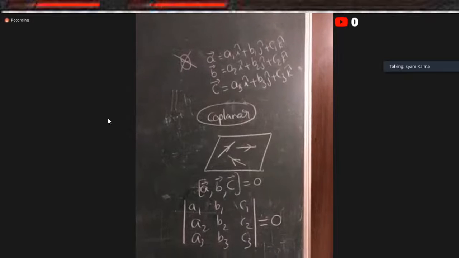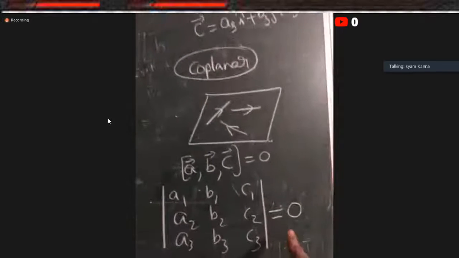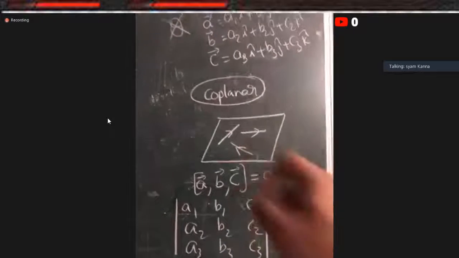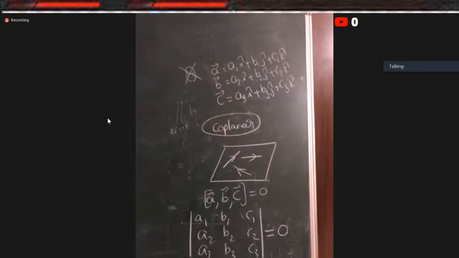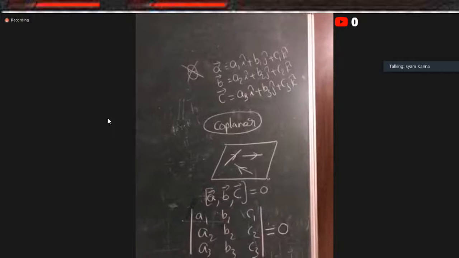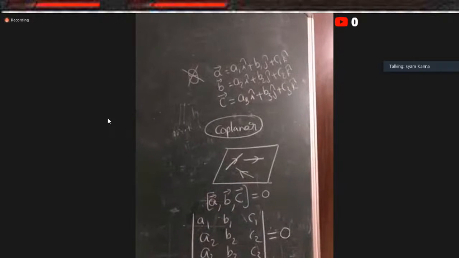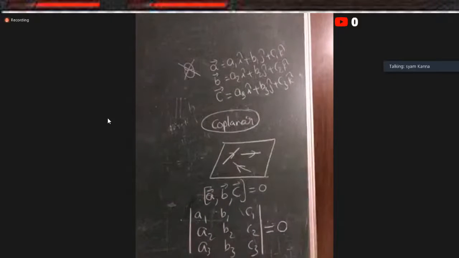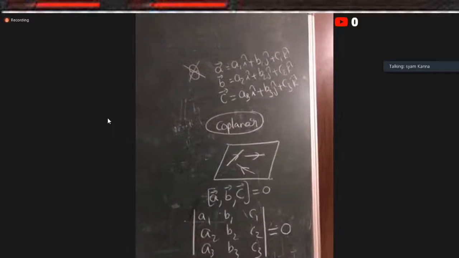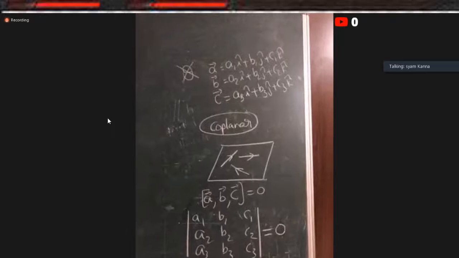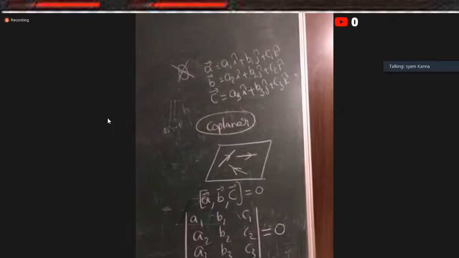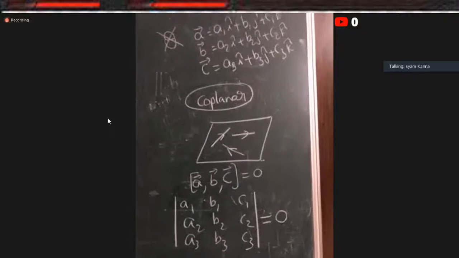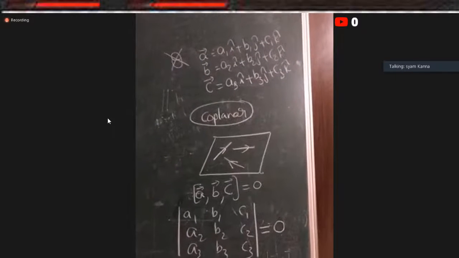Box product means that. If it is equal to 0, they are coplanar. If not 0, not coplanar. For coplanarity, you will do like that. I told you how to deal with two vectors when they are perpendicular, and when they are parallel. Now for three vectors on the same plane, this is the calculation. That will be equal to 0. That is about coplanarity of three vectors.